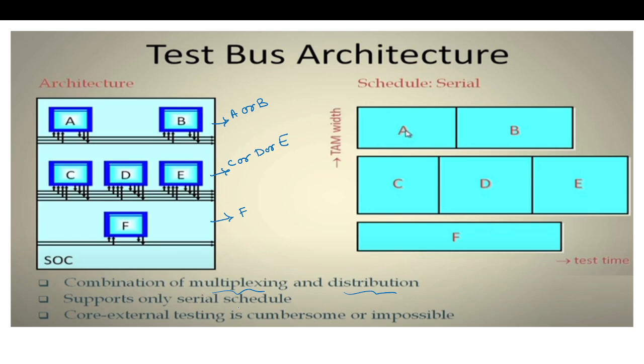It supports only serial scheduling. So how it is scheduled is, now this is the complete TAM width, the test access mechanism, and the scan chains will have this many bits for testing the core F, this many for C, and this many for testing the core A. Now when this is completed, then the next will be scheduled. So here we have C, D, and E. So we schedule C, D, and E, and similarly A and B.